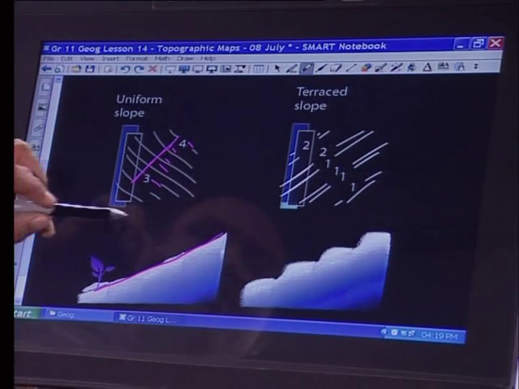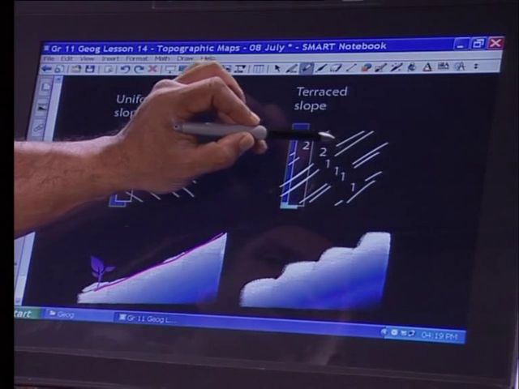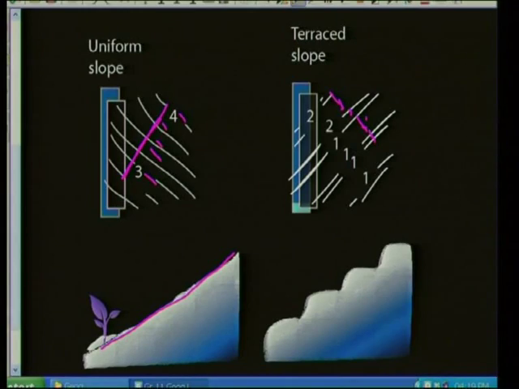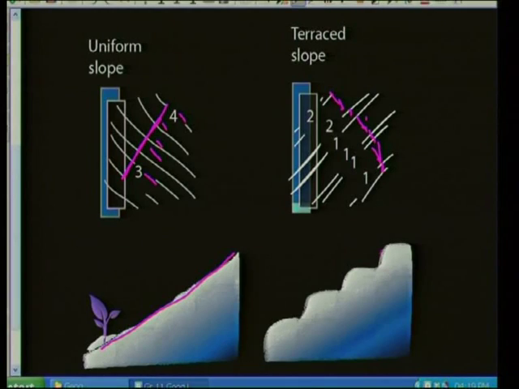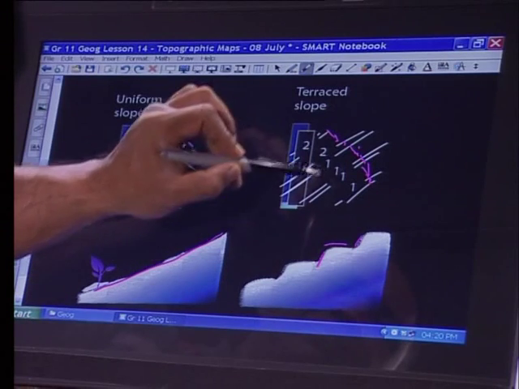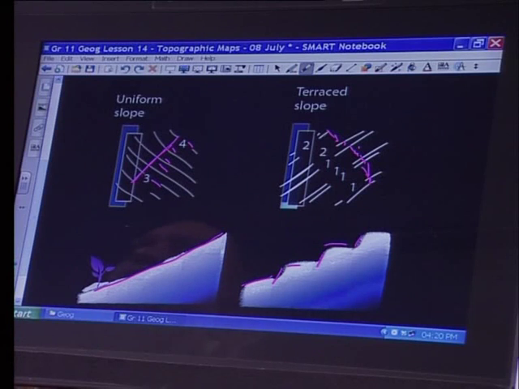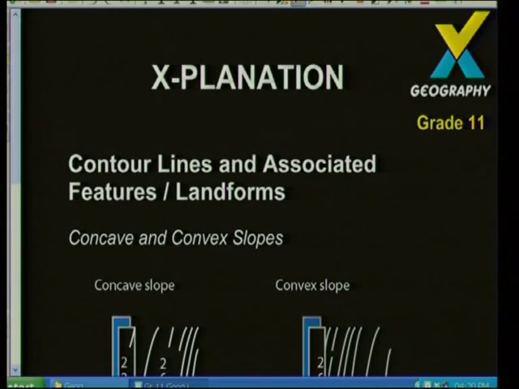If you look at this one, you have lines far apart down here, close together here. Far apart there, close together here. Far apart there, close together there. Which creates a terraced, and sometimes you can call it an undulating slope. There it is. Steep, gentle. Steep, gentle. Steep, gentle. A terraced slope. Okay? Let's look at another one.